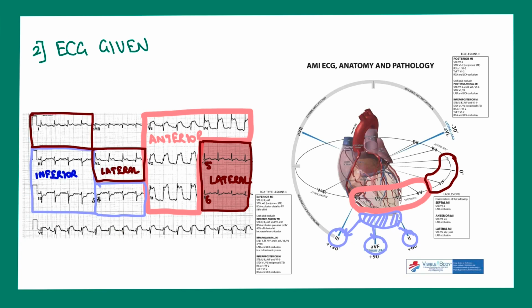Okay, so here it is the anterior leads that are showing ST elevation. So it is anterior wall MI, and you are also able to see reciprocal ST depressions in the inferior leads 2, 3, AVF. So it is anterior wall myocardial infarction.